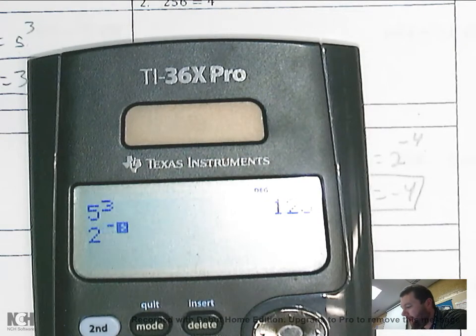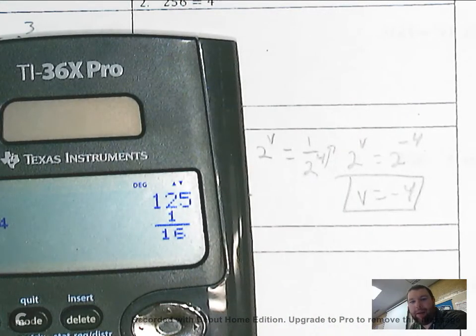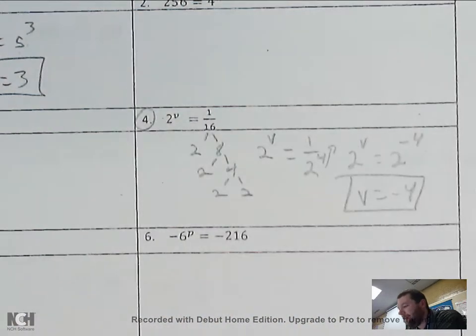2 to the negative 4 is 1 over 16. Hey, how about that? Okay, let's look at another one.